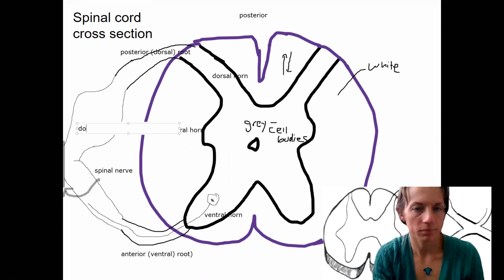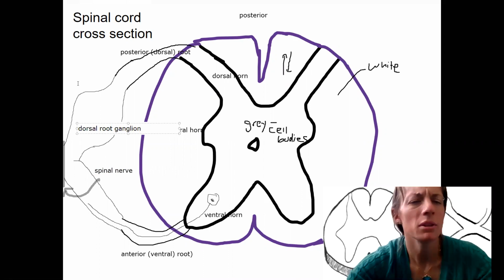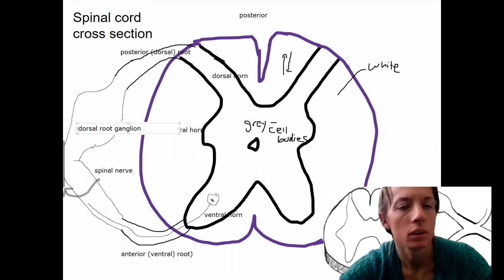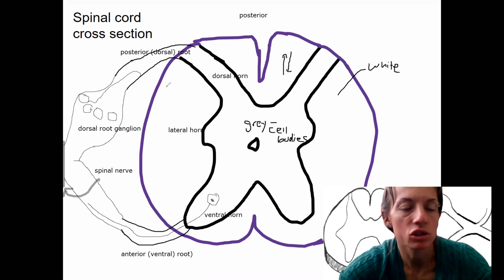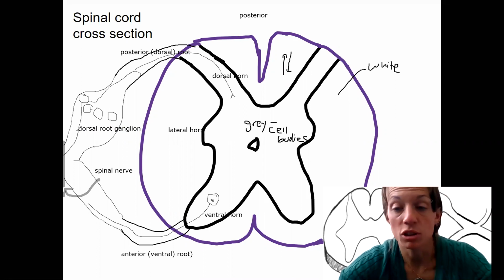What is a ganglion? A ganglion is a collection of cell bodies, neural cell bodies, in the peripheral nervous system. Why would there be cell bodies right here? Well, these are the cell bodies of unipolar neurons. They're going to have their axons travel this way to the dorsal horn, and their dendrites are going to travel this way. Where to? To the periphery.